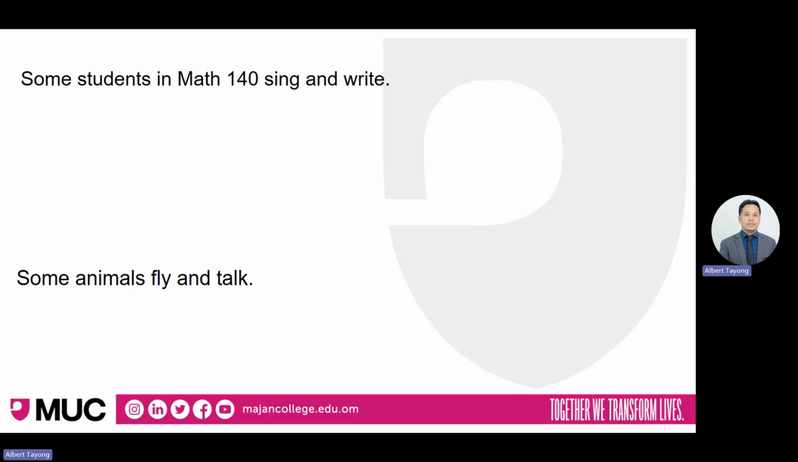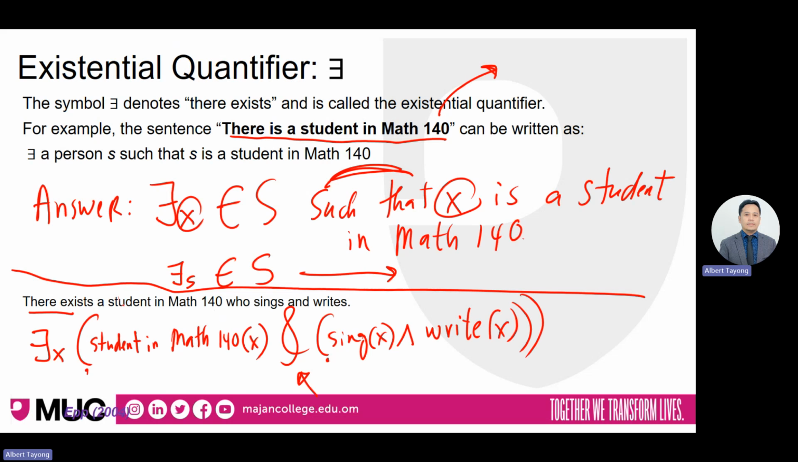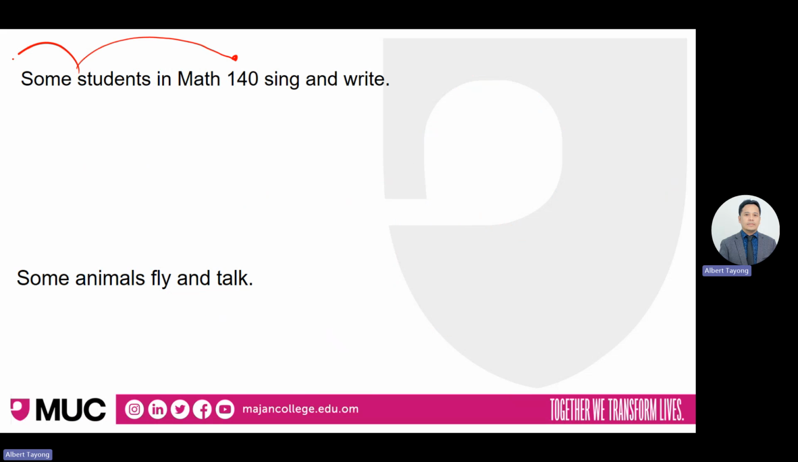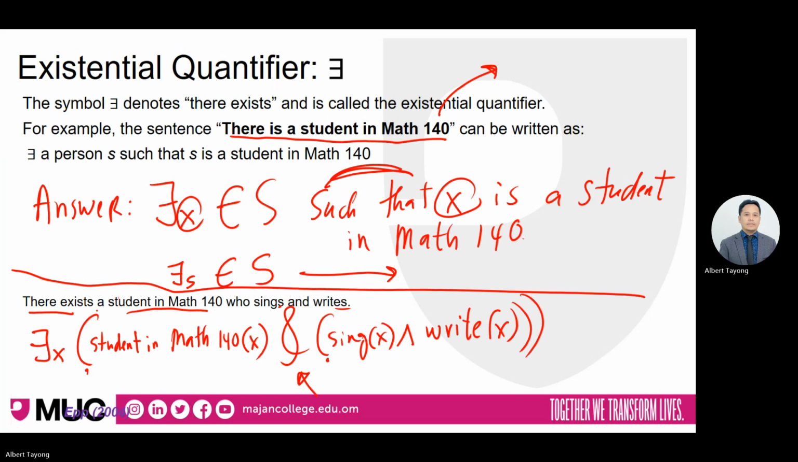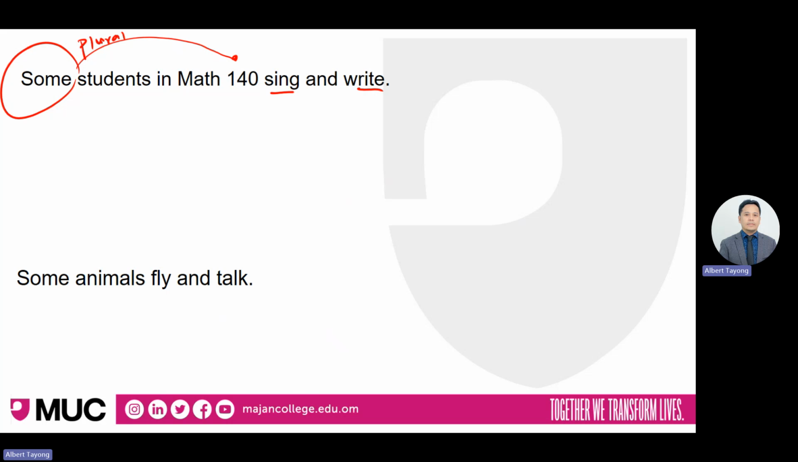Okay, let's look at this one here. This is what I gave in the revision. Some animals fly and talk. This is what I'm talking about. Some students in Math 140 sing and write. Here we have singular. There exists a student in Math 140 who sings and writes. Here we use the word some, which is plural. So we use sing and write. Okay, but this actually is the same here. There exists a student in Math 140 who sings and writes. It's just about plural and singular form. So the answer here will be the same.